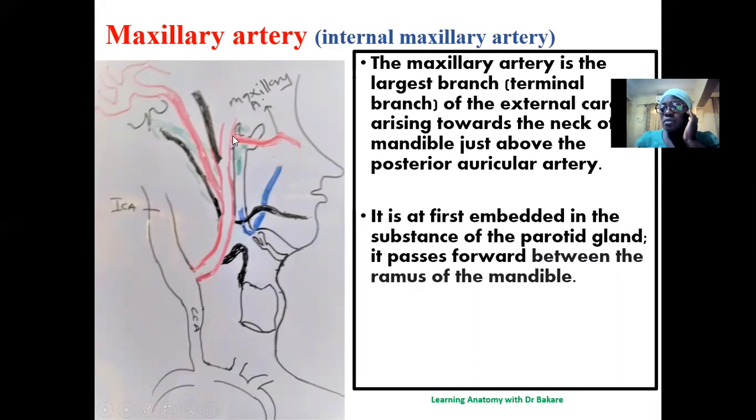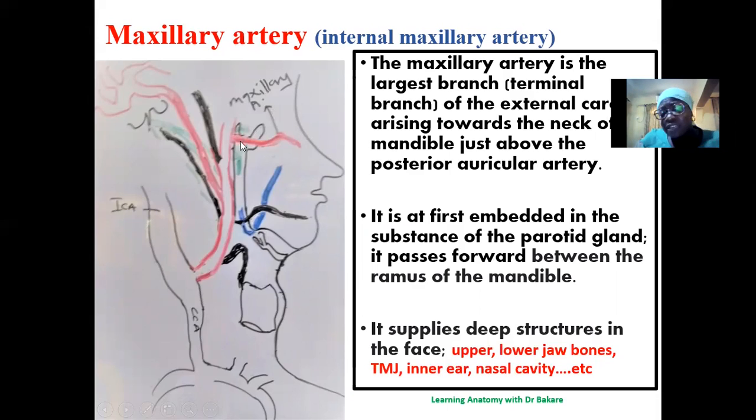This is the mandible. We have two processes, and we have the ramus in between. As they emerge, they enter into the parotid gland. They now pass through the ramus of the mandible to enter into the face. As they emerge from this region, they give supply to the temporomandibular joint. They also supply the upper and lower jaw bones, and also the inner ear and the nasal cavity.